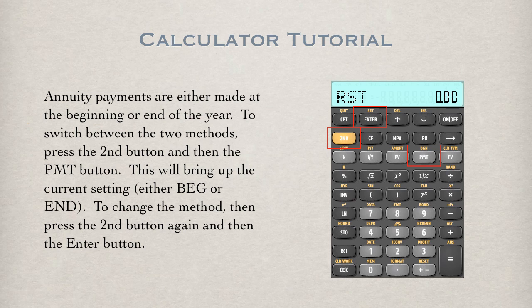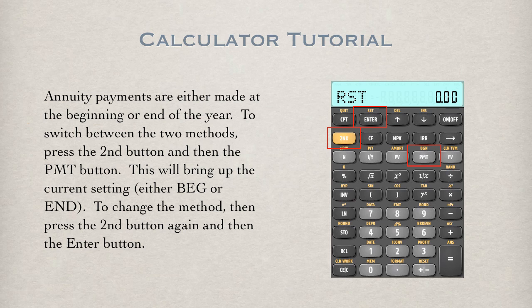What you're going to do is push the second button, or the yellow button. It's at the top of your calculator on the left, the second one down. You're going to hit the second button, and then you're going to hit the PMT button. If you see right above the PMT, it says BEG. What that's going to do is let you choose between the beginning of the period or the end of the period.